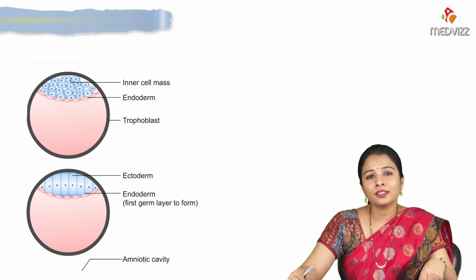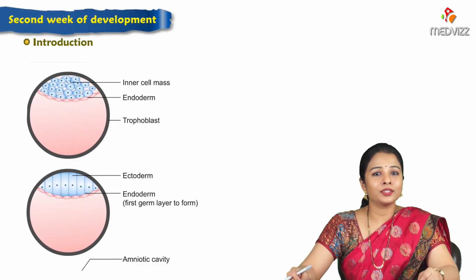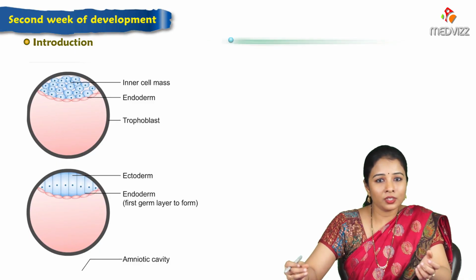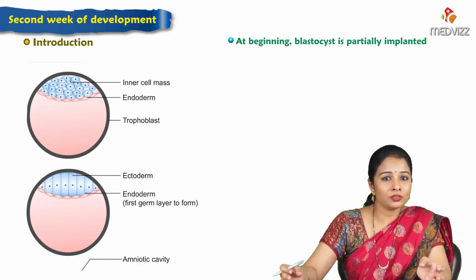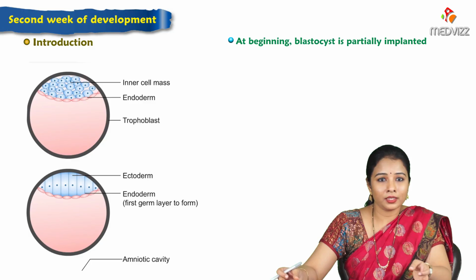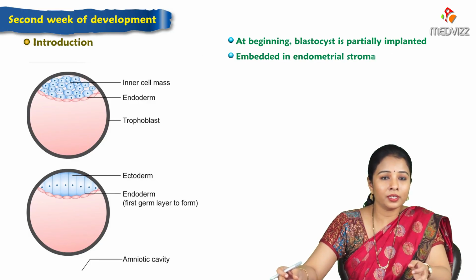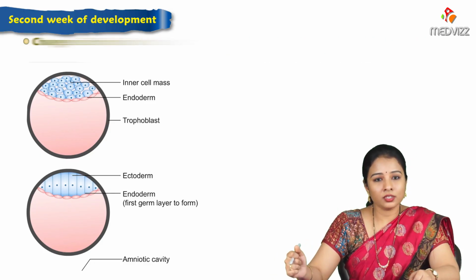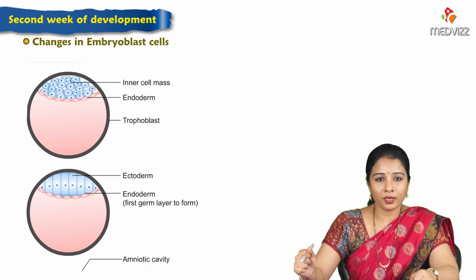So dear students, continuing with the development of blastocyst. During the beginning of the second week, the blastocyst is partially implanted, means it is partially embedded into endometrial stroma of uterus. So first we shall see the changes happening in the embryoblast.